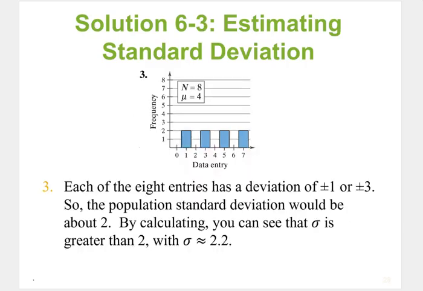And then if we look at the last one, here's our mean of 4. We've got data that's 1 away and data that's 3 away. So the population standard deviation would be about 2. Turns out it's actually 2.2. But if you said 2, I would totally count that right.